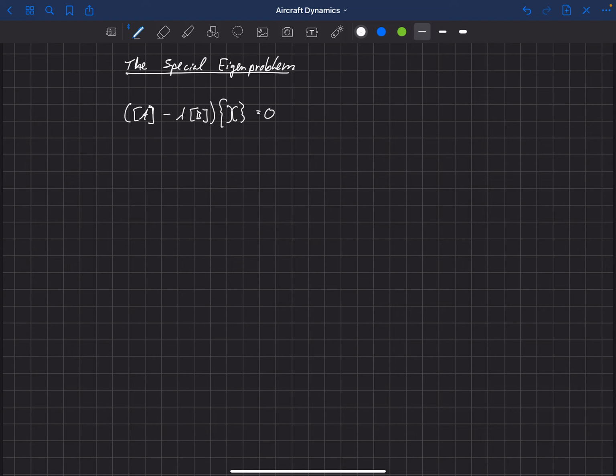And the reason is because we can actually rearrange what we have here. If we multiply through by the inverse of B, so we do B minus 1 times A, and then minus lambda times B minus 1, the inverse of B, times B, there's our chi equals 0.